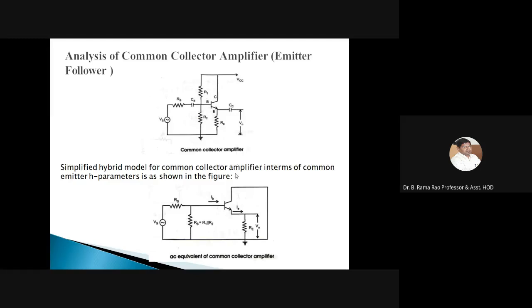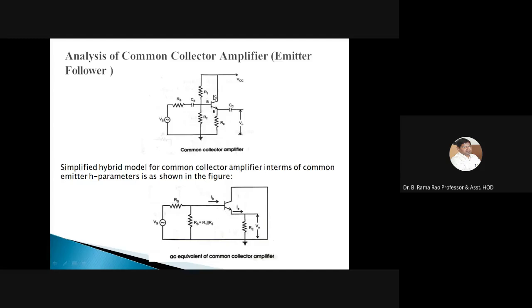This is the simple common collector amplifier circuit with emitter resistance. Then we redraw the circuit by making the capacitors short and the VCC short. Keeping VS and RS, CB is shorted, and R1 and R2 are in parallel, so we can draw them as a single resistor, R1 parallel with R2.